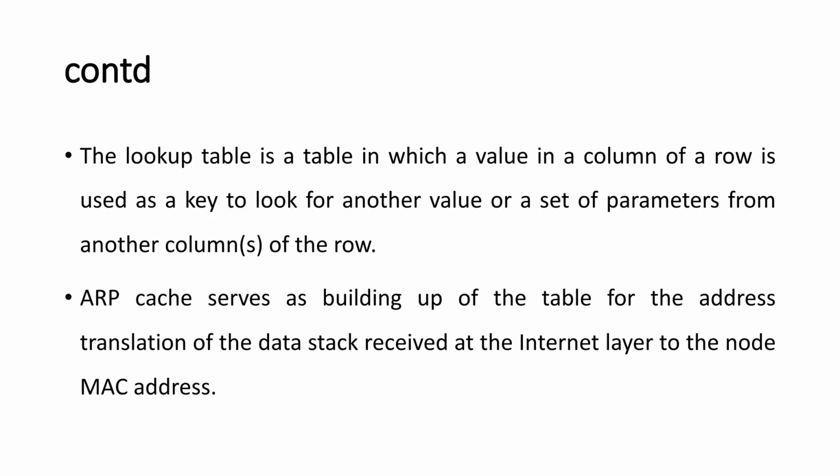The lookup table is a table in which the value in a column of a row is used as a key to look up another value or a set of parameters from the other columns of the row. Here the ARP cache serves as the building up of the table for address translation of the data stack received at the internet layer to the node MAC address. The first time the network sends the receiver IP and MAC addresses, or a node sends the sender MAC and IP addresses, they are saved in a cache called the ARP cache. The cached addresses build a lookup table for the next communication between the node and the network.